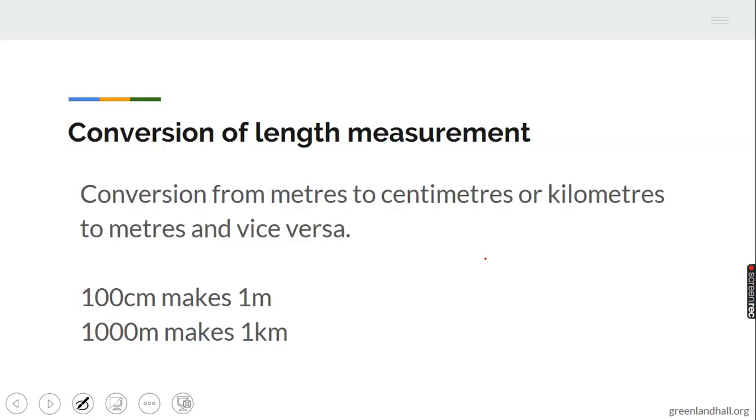Now, in conversion, what do you need to know? Note this, that 100 centimeters makes just 1 meter. Then another one is 1000 meters makes 1 kilometer.